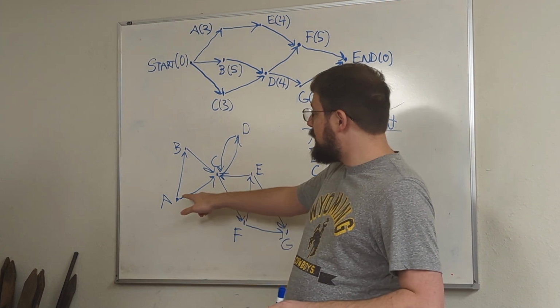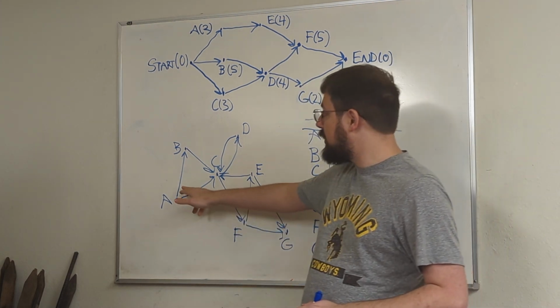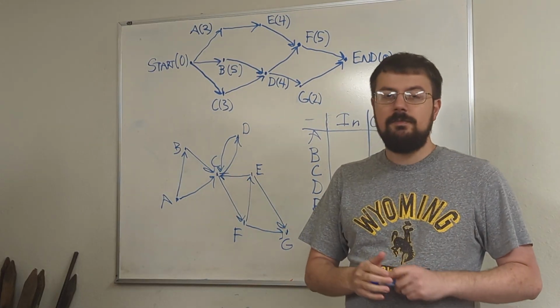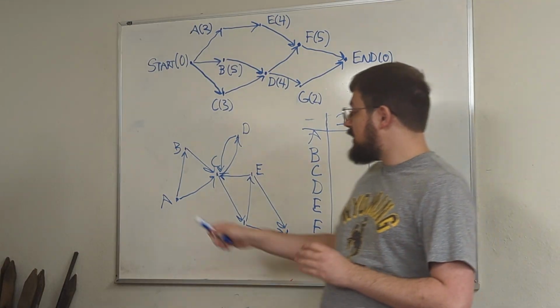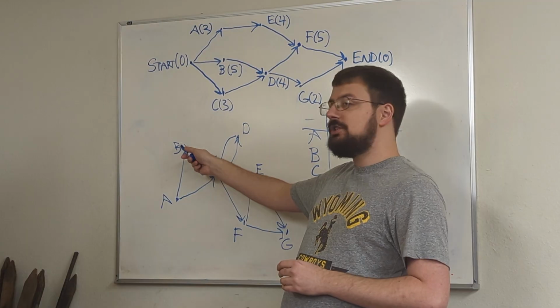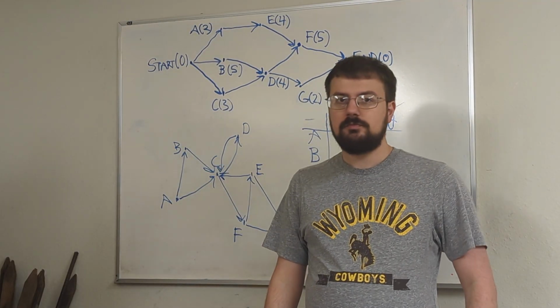So for instance, in this example down here on the bottom, we have arcs that go from A to B, A to C, and so forth and so on. And when we have arcs like this, say we have an arc that goes from A to B, we would say that A is incident to B, or we would say that B is incident from A.